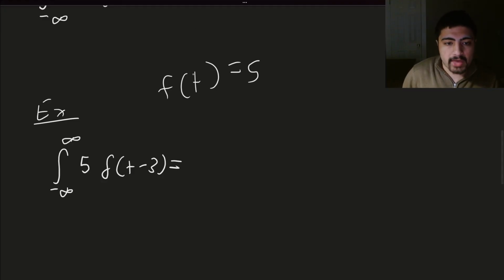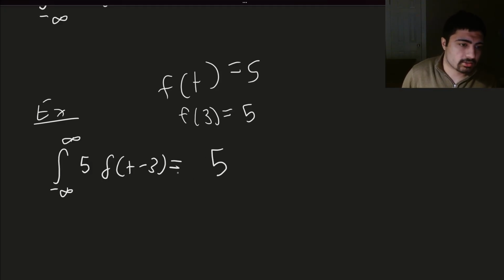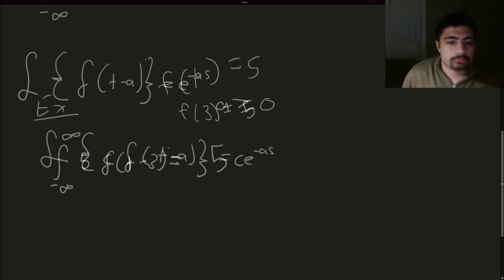We're going to say f of a, and f of a in this case is going to be 3, because the Dirac delta function switches at 3. So f of 3. And what is f of 3 equal to? Well, f of t is a 5, which doesn't include a variable, so it's still going to remain a 5. So this integral, this improper integral, I should say, would be equal to 5.